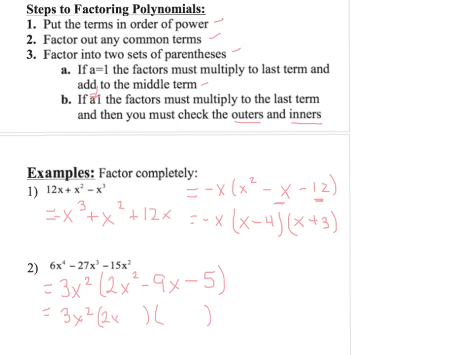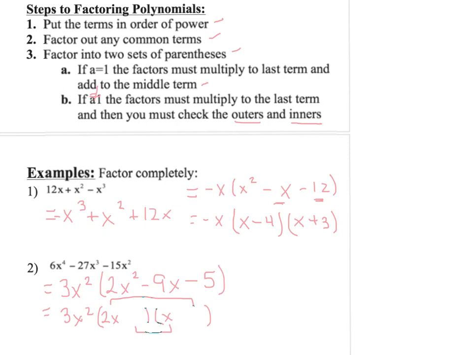So I have to get 2x and 1x. It's the only way I'm going to get 2x squared. Now I want to check for my factors that multiply to my 5. So if I put a 5 here and a 1 here, if I check my outers and my inners, my outers are going to give me 2x and my inners are going to give me 5x. And that does not add or subtract to 9. So I know 5 and 1 aren't going to work. So get rid of that.